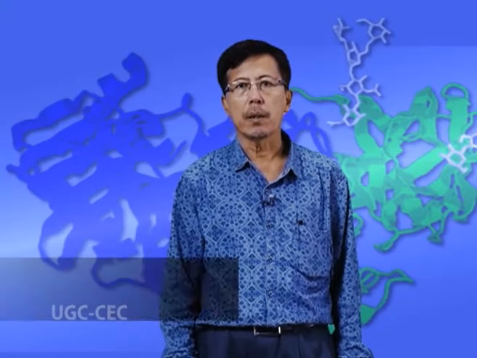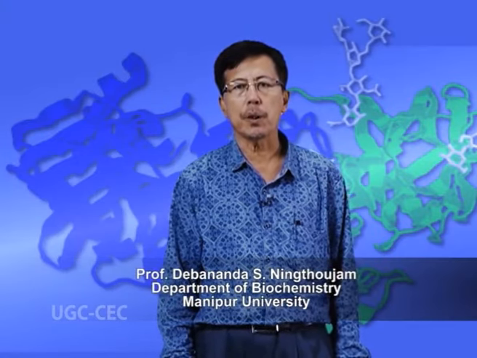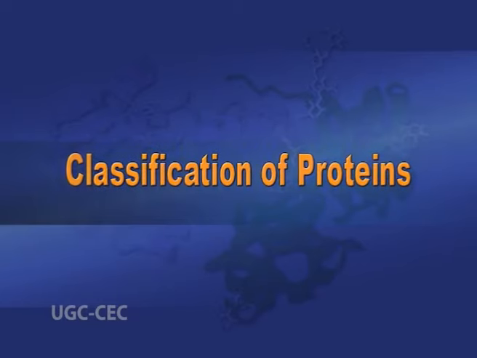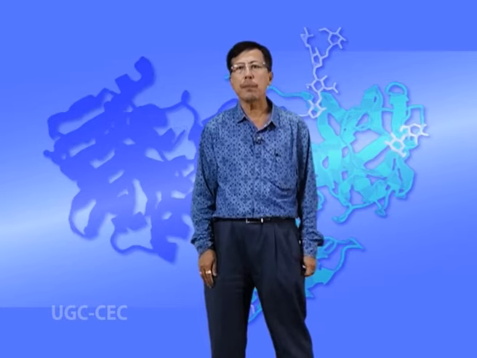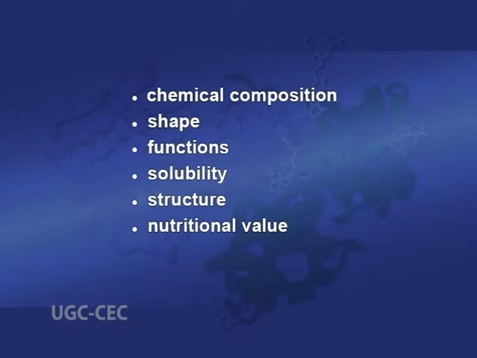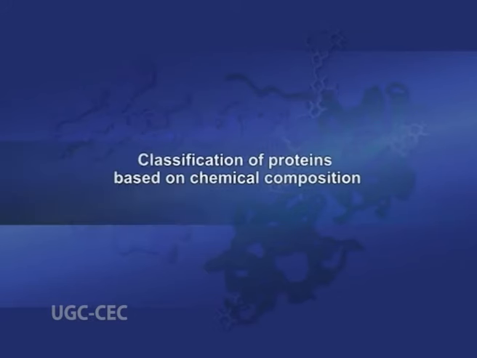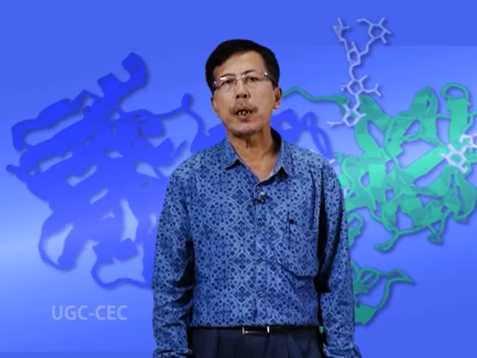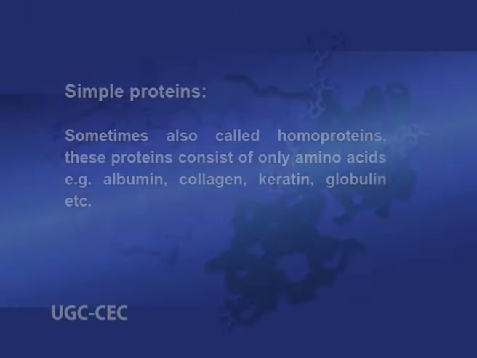In today's lecture, let us look at the classification of proteins, one of the most important biopolymers. Proteins may be classified according to various criteria such as chemical composition, shape, functions, solubility, structure, and nutritional value. Let us now look at the classification based on chemical composition. Depending upon their chemical compositions, proteins may be categorized into three types.